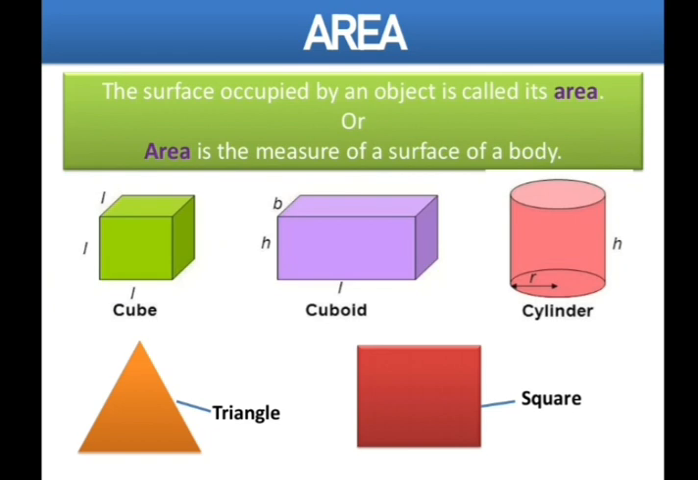What is area? Area is the surface occupied by an object, or it is the measure of the surface of a body. See here, for square and triangle we calculate the area directly, but for the cuboid and cube we have to calculate the surface area 6 times for each face. And for cylinder, we see it has 3 surfaces, top, bottom and a curved surface which joins the top and the bottom surface. So we will calculate here the 3 surfaces' area.